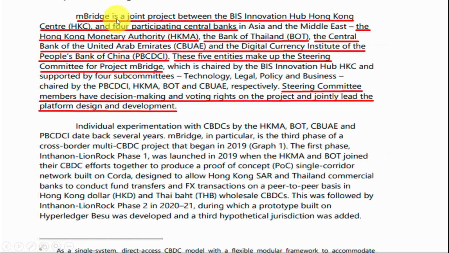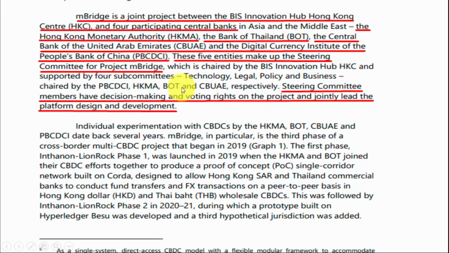So mBridge is a joint project between the BIS Innovation Hub, Hong Kong Center, HKC, and 4 participating central banks in Asia and the Middle East. So who are these 4 participating central banks? It's the Hong Kong Monetary Authority, the Bank of Thailand, the Central Bank of the United Arab Emirates, and the Digital Currency Institute of the People's Bank of China. So you have Hong Kong, Thailand, UAE, and China, their central banks, as well as the BIS Innovation Hub Hong Kong. Okay, it's a project between all of these entities.